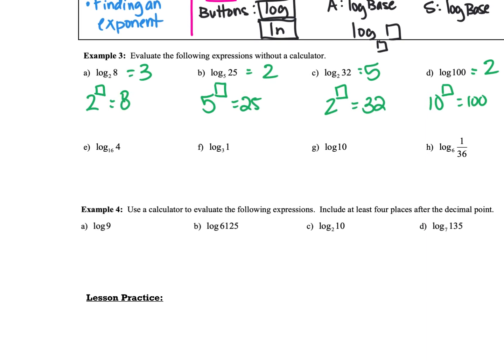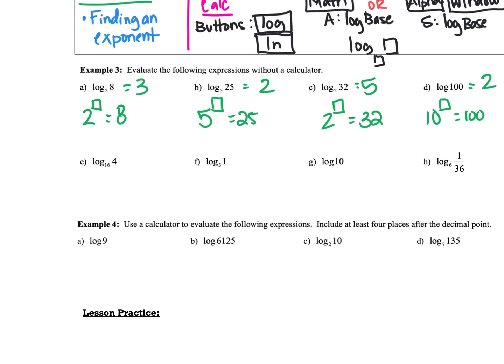Now, just to keep it interesting, let's look at this one. 16 to what power would give me 4? Has to be a half, right? We need a root to make that happen. Square root of 16 is 4. That means my exponent is 1/2, so that one's a little different. Know that that can happen. You can get fractions as answers.